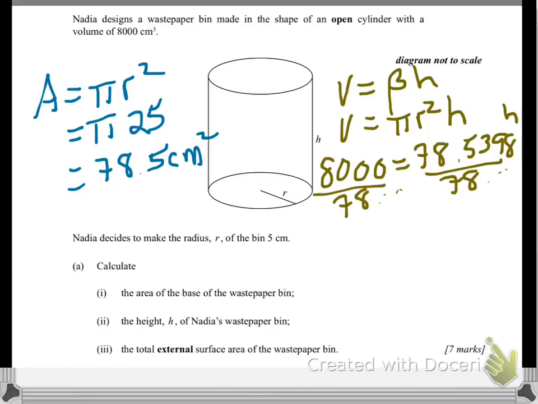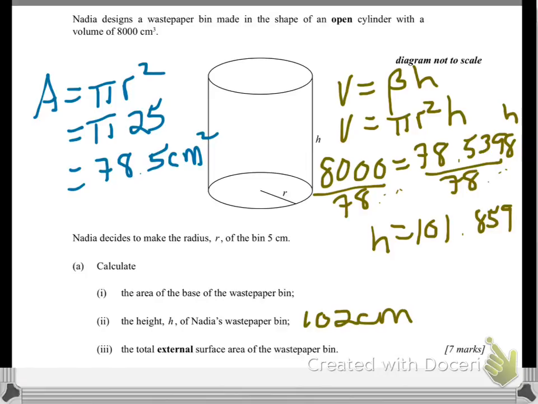And so I'm going to put 8,000 divided by the answer. And so I get height is equal to 101.859. So my answer is going to be 102 centimeters.